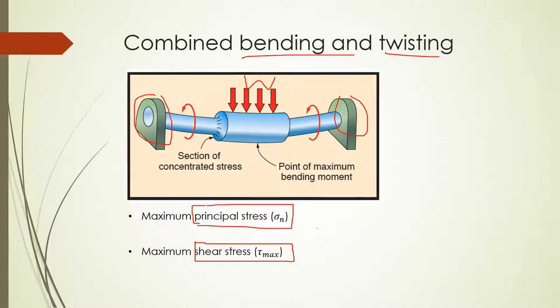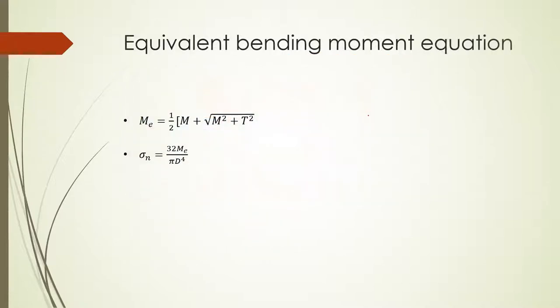They will tell you that maximum principal stress is the failure that will occur when the principal stress in the complex system reaches its maximum value. And maximum shear stress implies the failure which occurs when the maximum shear stress in the complex system is also reached. So these are the maximum stresses that we are going to have when we combine the bending and the twisting. But let's explore deeper in this.